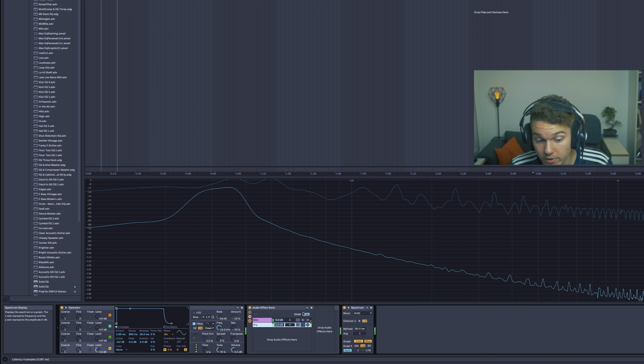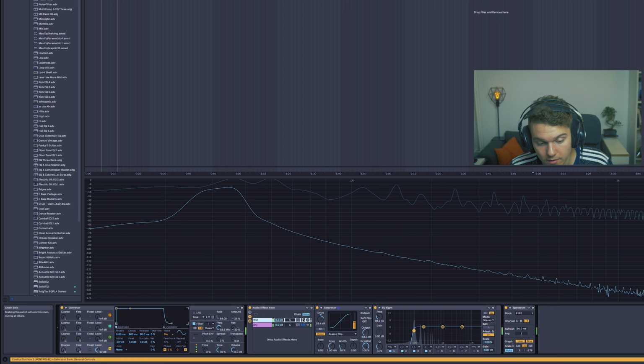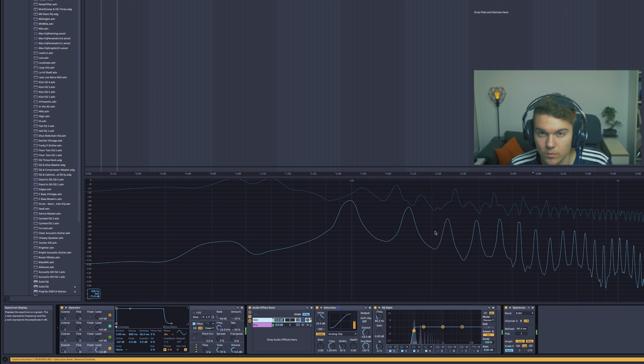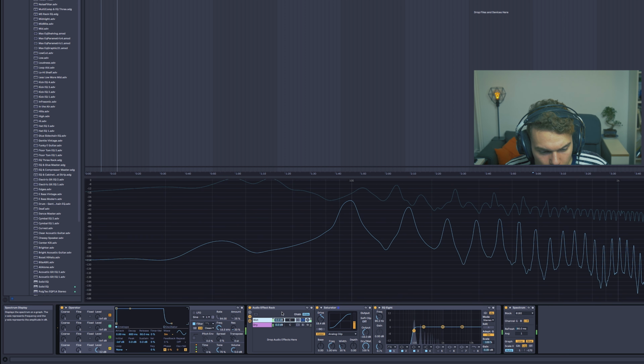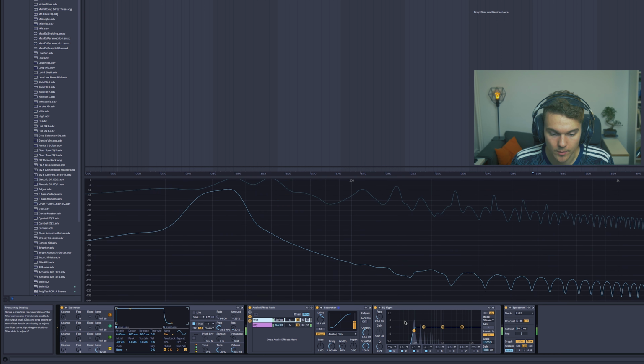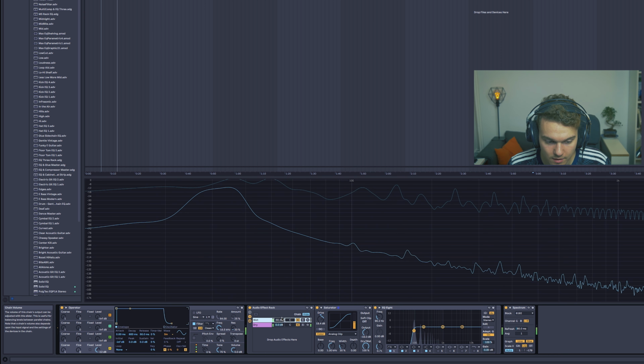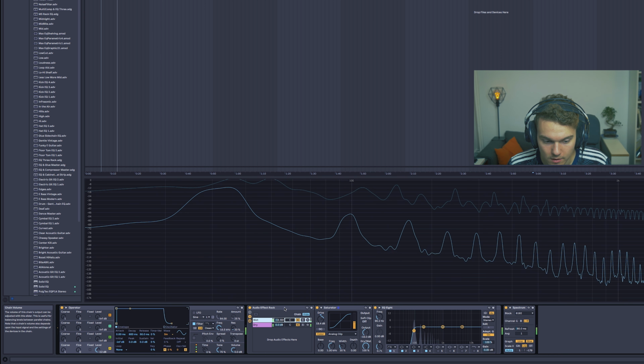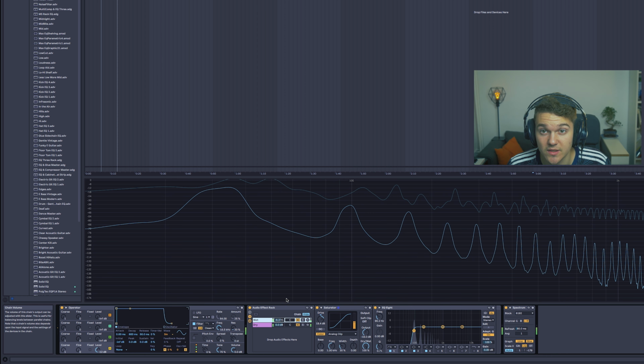So we got our sub frequency and extra the overtones, which is extremely cool because now we just can dial the overtones into the sub. So this is our sub. We can just slowly increase the overtones without affecting the sub basically.